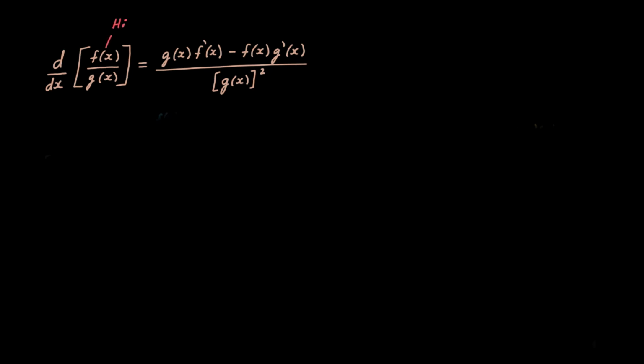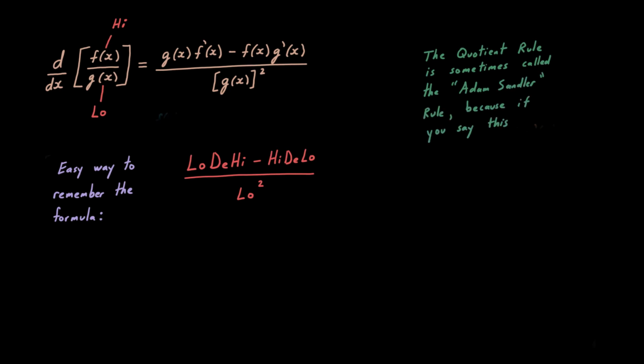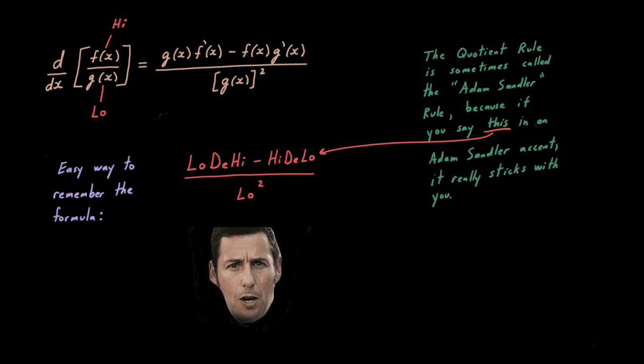Well, I want you guys to notice something. If I call the top the high function and the bottom the low function, here's an easy way to remember the quotient rule formula: low d high minus high d low over low squared. So low times the derivative of the high minus high times the derivative of the low, over low squared. By the way, in the formal mathematical literature, this rule, the quotient rule, is sometimes called the Adam Sandler rule. It's a real thing in formal math because if you say this in an Adam Sandler accent, it really sticks. So, low d high minus high d low over low squared.